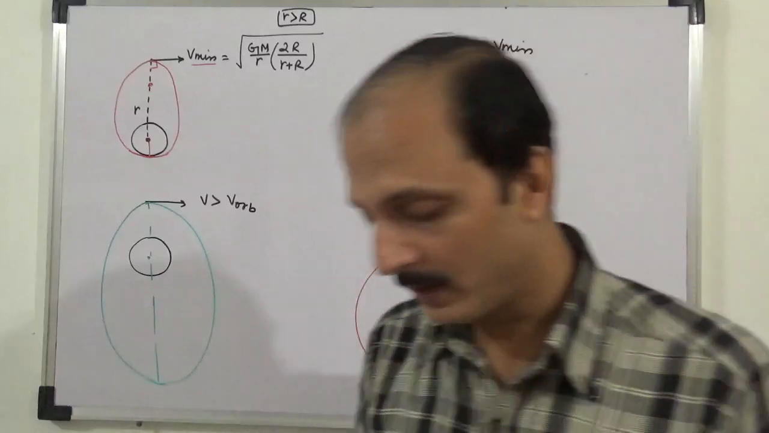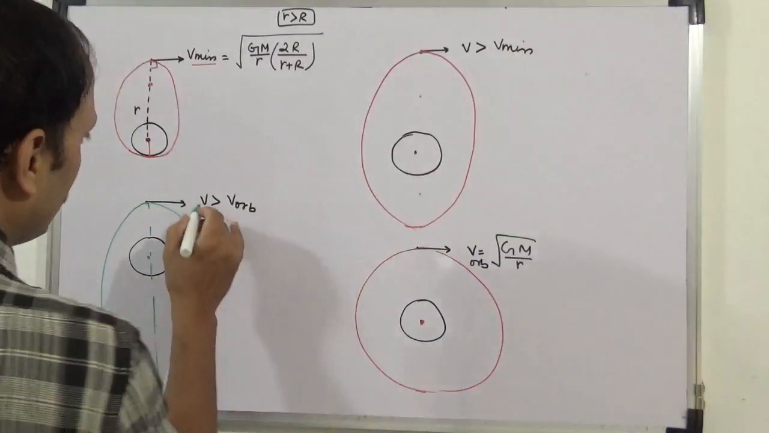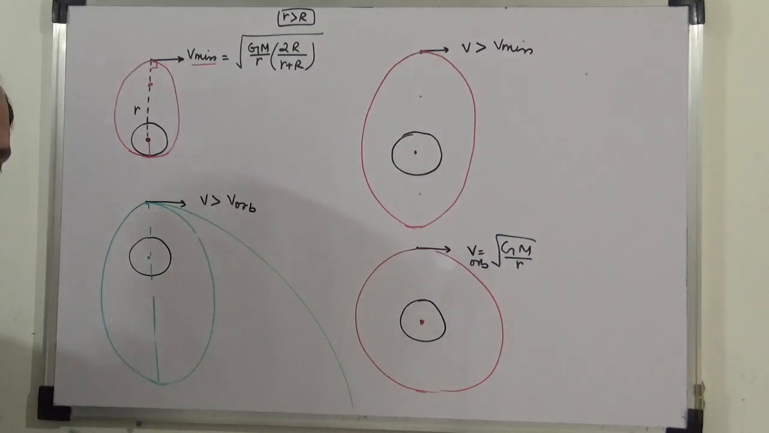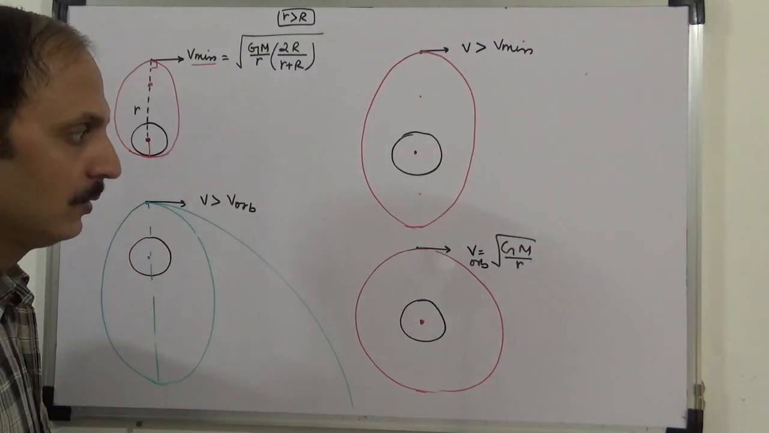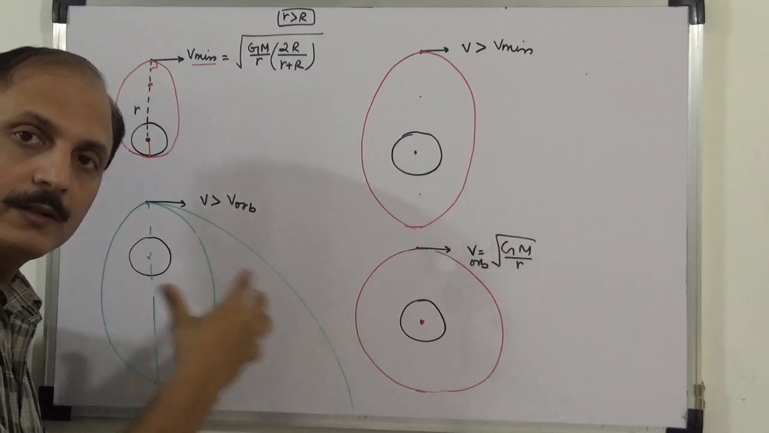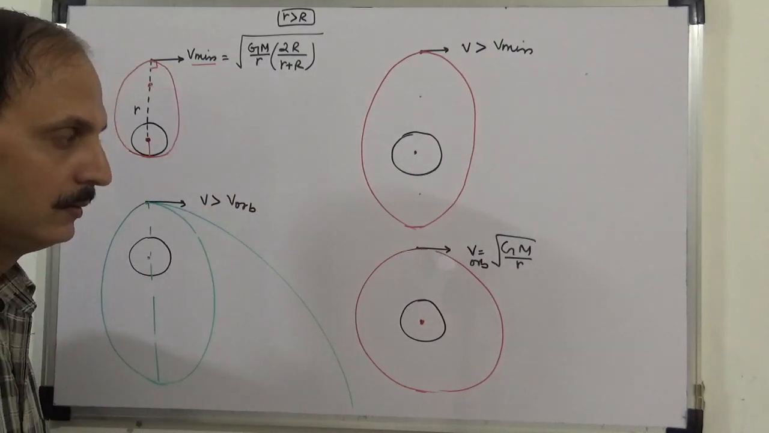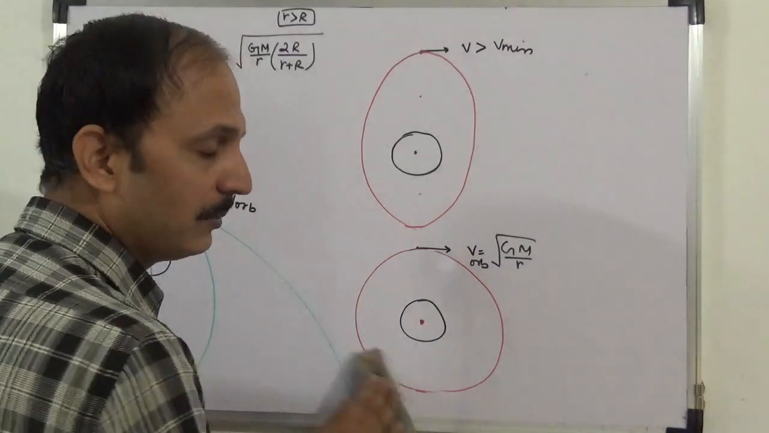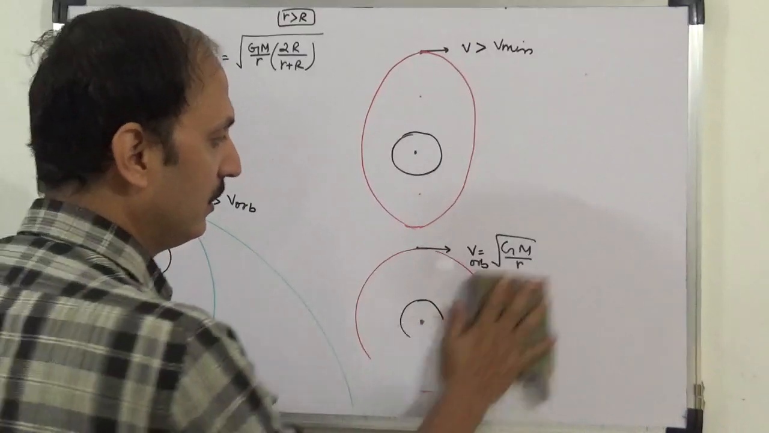Until when will this continue? Until I give so much velocity that it goes out and never returns again. So what is that velocity for which the satellite will not return to the Earth? That we are trying to develop. Draw all this, write it down, write down everything that is on the board.